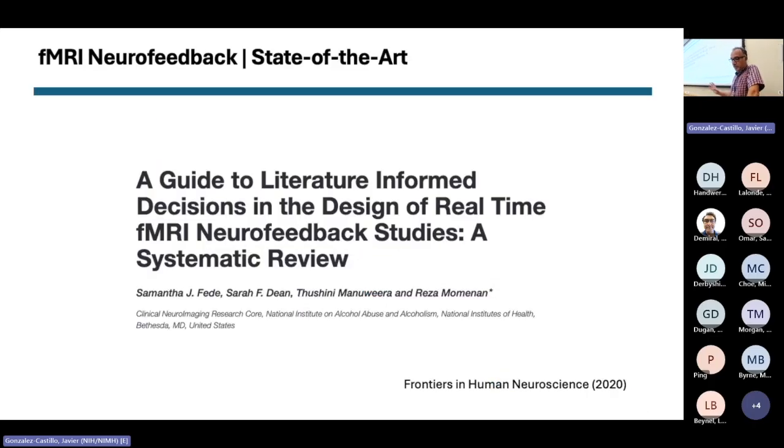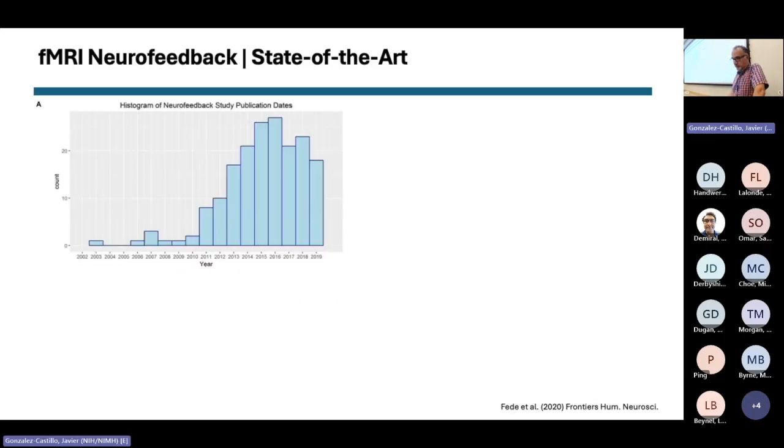So for the rest of the talk, I found this very nice review that was actually written by people here that goes through the state of the art of neurofeedback research up to 2020. So I'm going to use it as a way to discuss some of the particular things that you need to think about when you're doing neurofeedback, okay? But definitely read that paper, it's really well written.